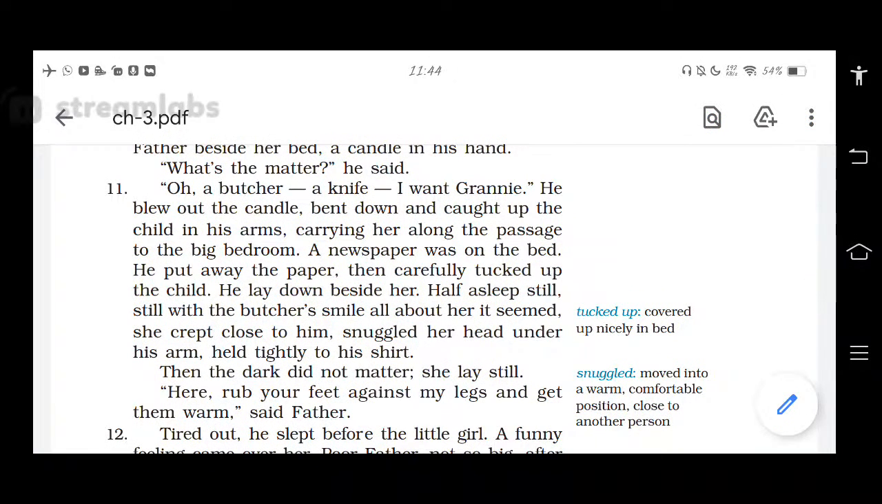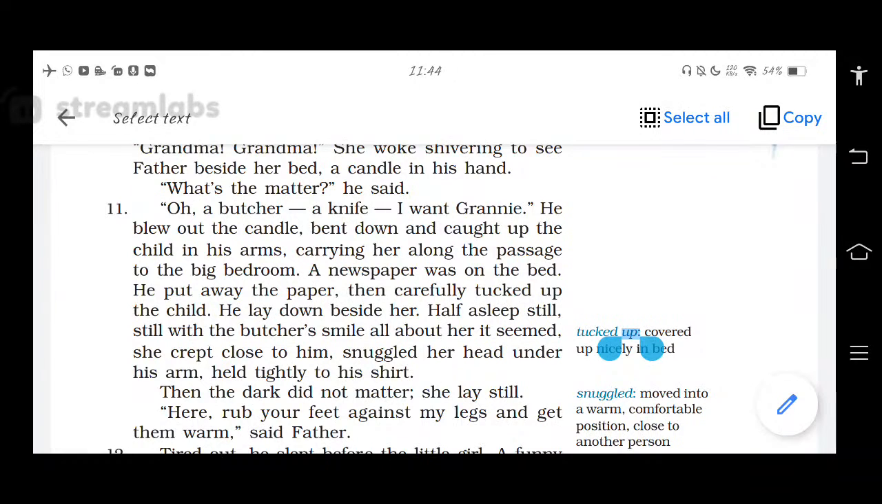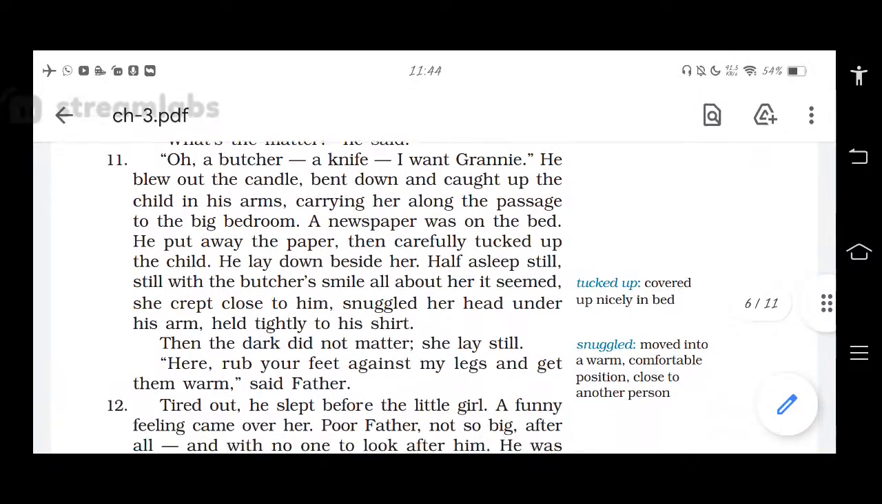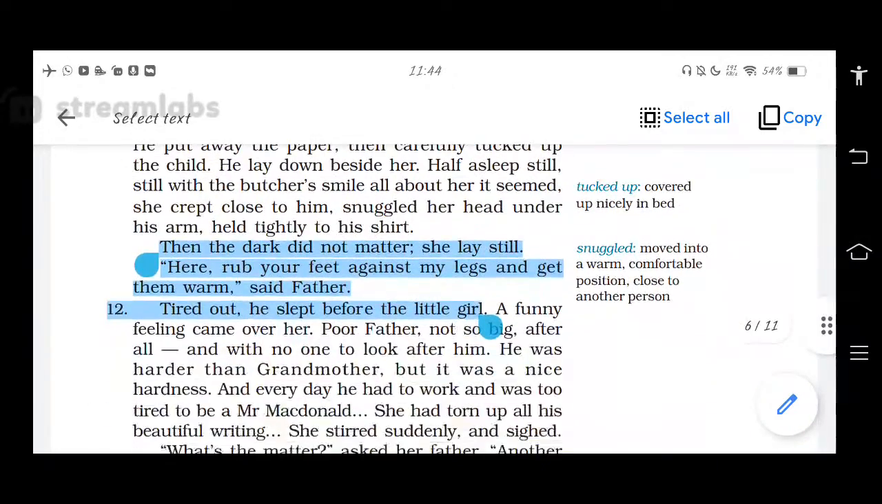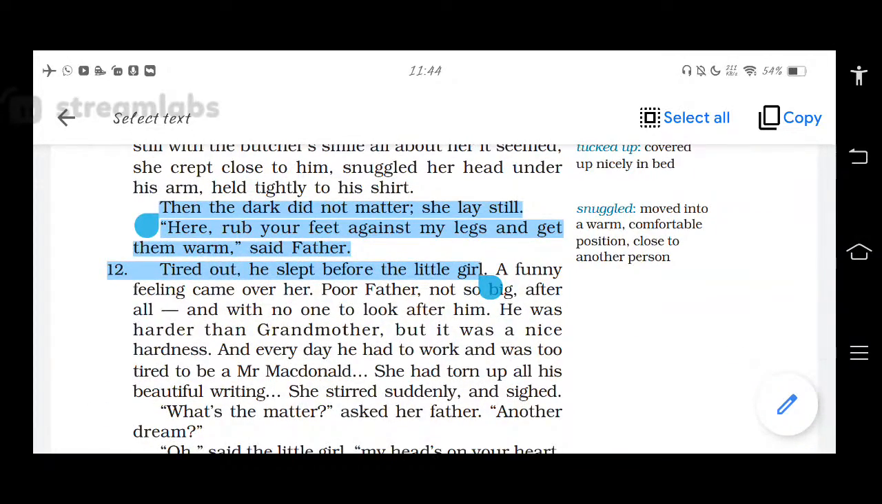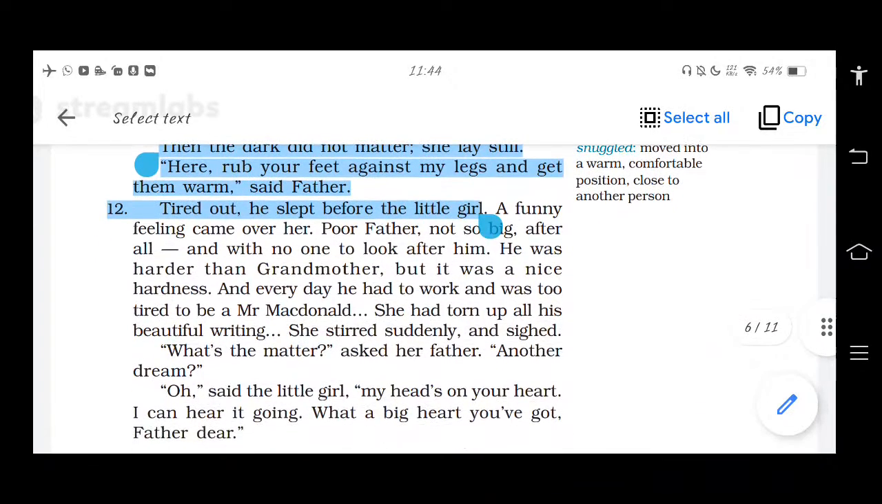But this girl remembered the dream that she had got. By recalling the butcher's dreadful smile, she got scared. So she moved very close to her father and she tucked herself close to him. Okay, finally see what happened. Now you have to look at the underlined part, the selected part. Then the dark did not matter. She lay still. "Here, rub your feet against my legs and get them warm," said father.